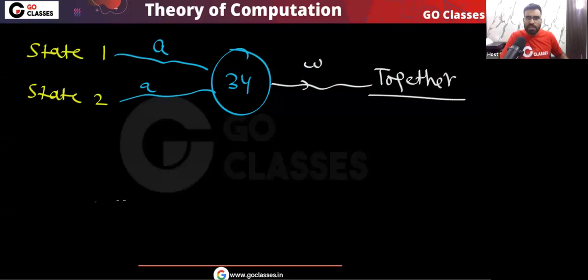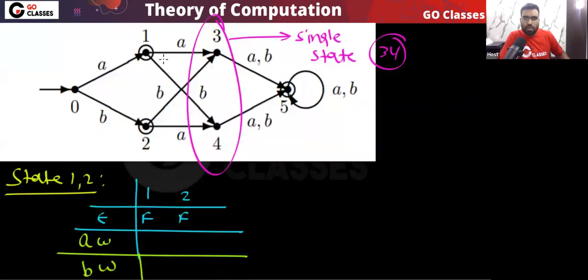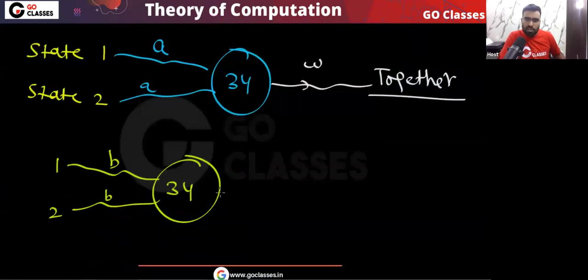After that, whatever comes, they will be together. Final or non-final, they will always be together. Together in final, together in non-final. Yes or no? Similarly, for state 1 comma 2, on b, where are they going? On b, they are going to 3 4. On b also, they are going to the single state. Remember, this 3 4 is a single state. Now whatever w comes, they will be together.